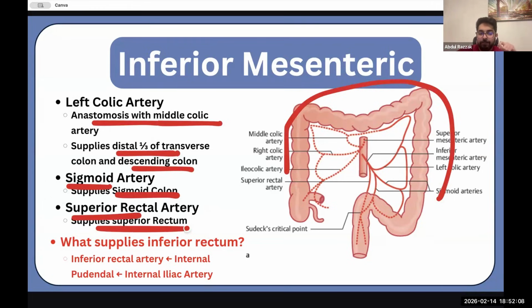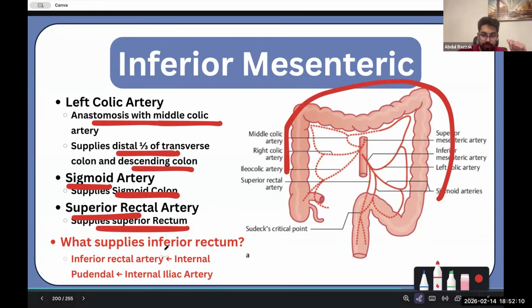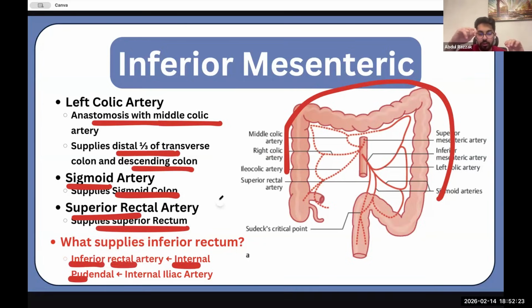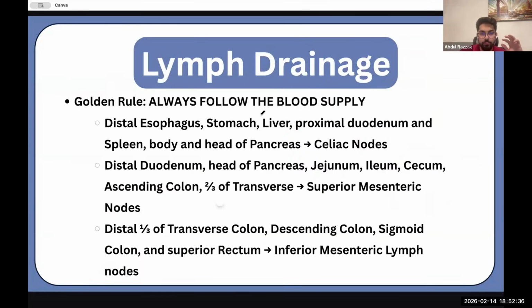But what supplies the inferior rectum? The answer is written here. It is the inferior rectal artery, which is a branch of the internal pudendal artery, which is also a branch of the internal iliac artery. The inferior rectum is not supplied by the inferior mesenteric or the superior mesenteric. It's supplied by the aortic circulation. It's something different than GI. It is part of the internal iliac artery.